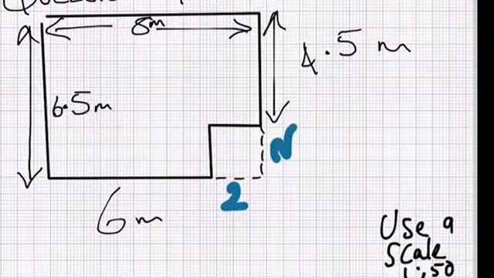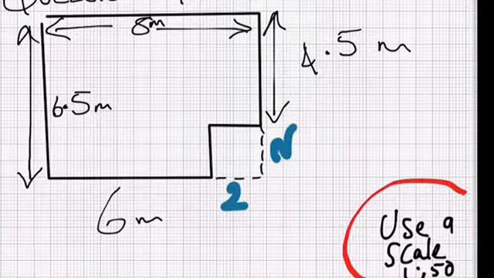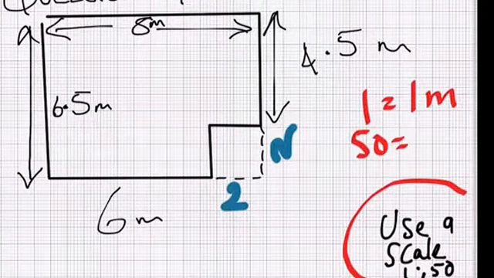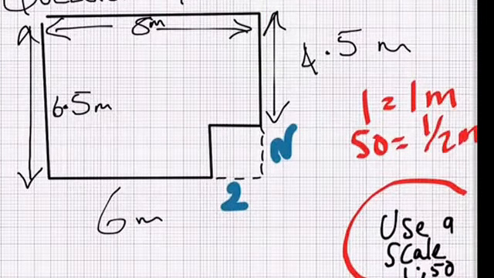So we need to use a scale of 1 to 50. And so that means for every 50 centimeters, that would be like half a meter. Yeah? 1 represents the 1 meter, and the 50 represents the half of a meter. Yeah? So if you keep that in mind, it's easier for you to remember, because 1 meter is 100 centimeters and 50 centimeters is half of a meter. Okay, moving on.